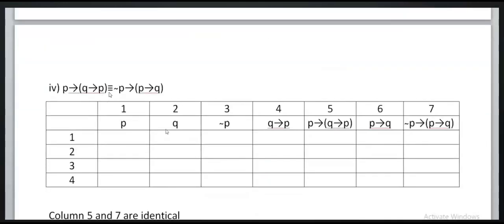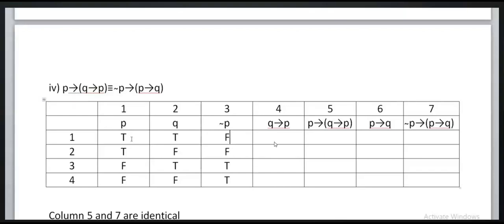Now see this here. P, Q. For one side we will require Q implies P. Also we require negation of P implies in bracket Q implies P. This is the fifth one. Fifth and seventh we want to show that they are logically equivalent. Now P is double T double F. Q is TF. Negation of P is FF, TT.